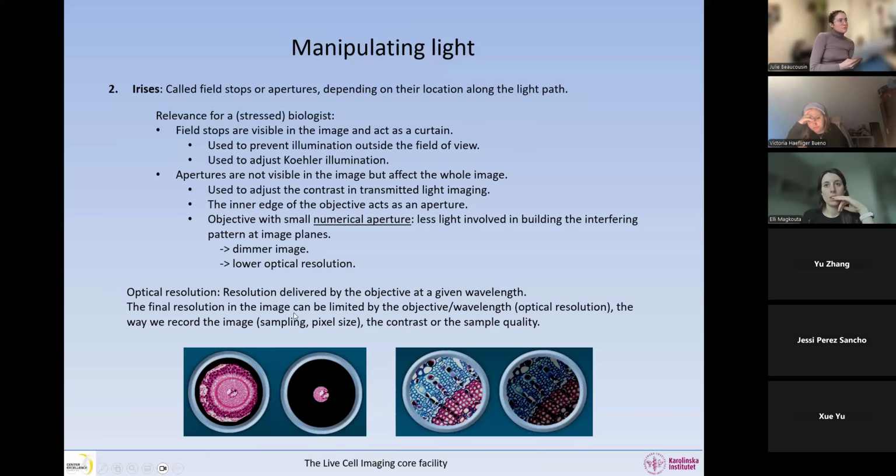The final resolution in the image can be limited by different things. It can be limited by the objective and the wavelengths, but it can also be limited by the way we record the image. And we will talk about all this, not next week, but the week after: sampling and pixel size. And it can also be affected by the contrast or the quality of the sample. So many things affect the resolution and the contrast in our images, including the aperture of the objective.